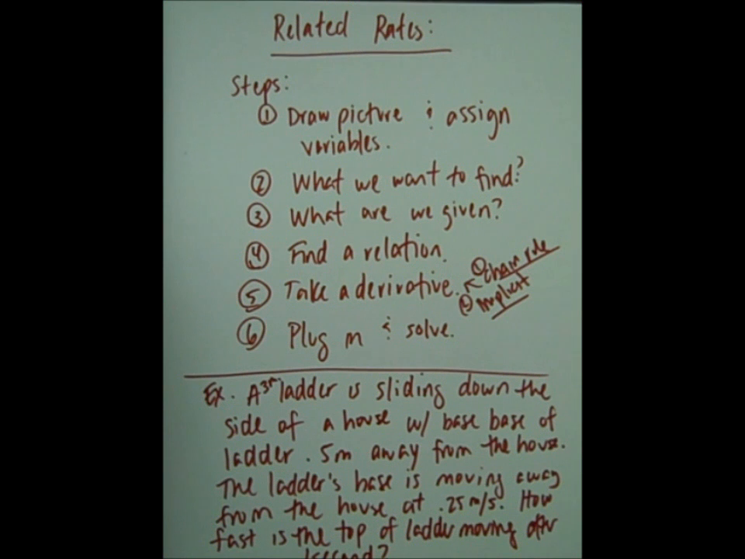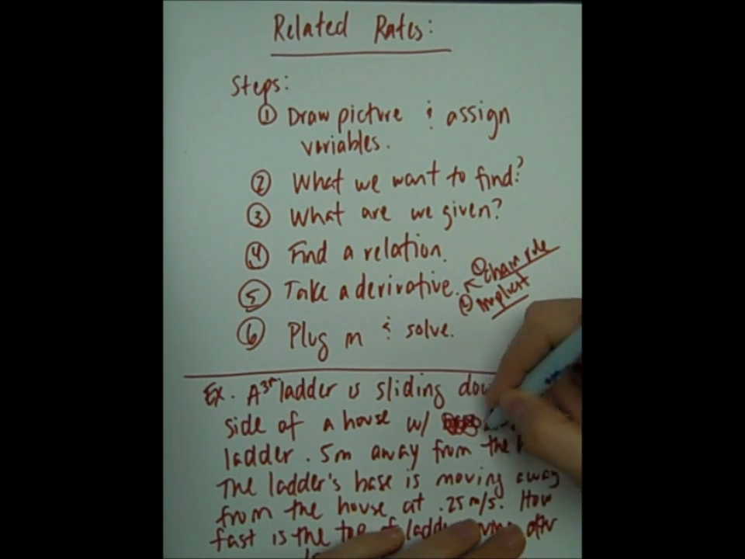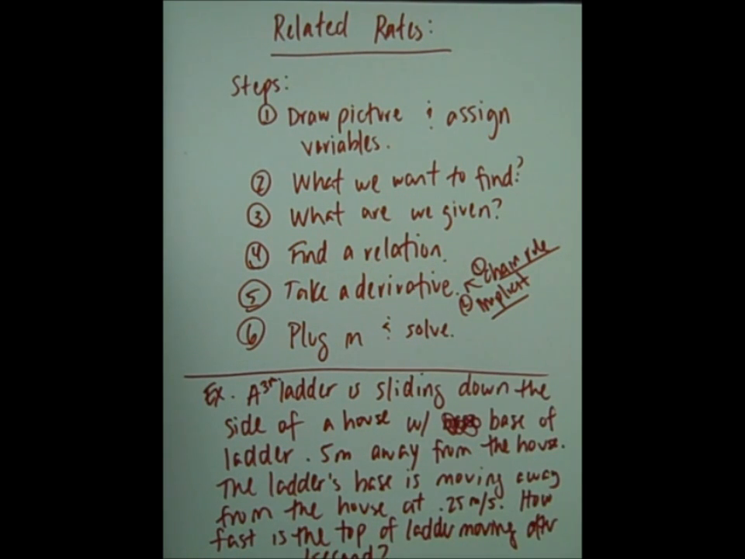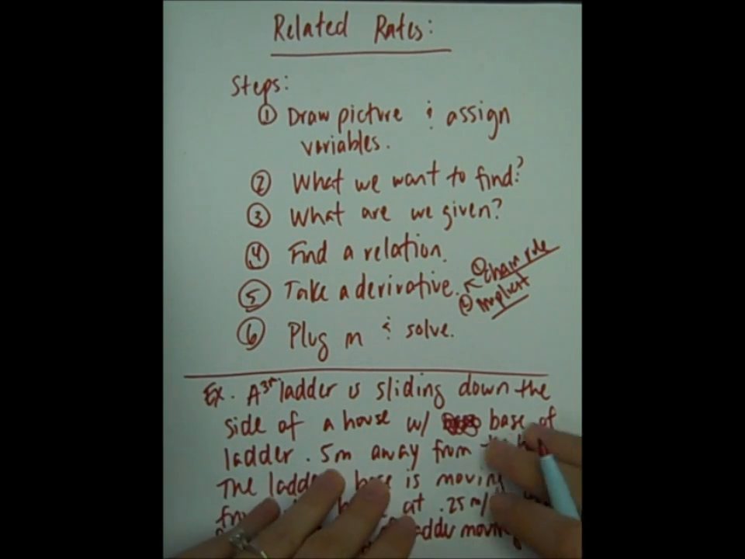Okay, so a 3-meter ladder is sliding down the side of the house with the base of the ladder 0.5 meters away from the house. The ladder's base is moving away from the house at a rate of 0.25 meters per second, and I want to know how fast the top of the ladder is moving down the side of the house after 1 second. So let's go through these steps and figure this out. Remember, step 1, I'm going to draw a picture.